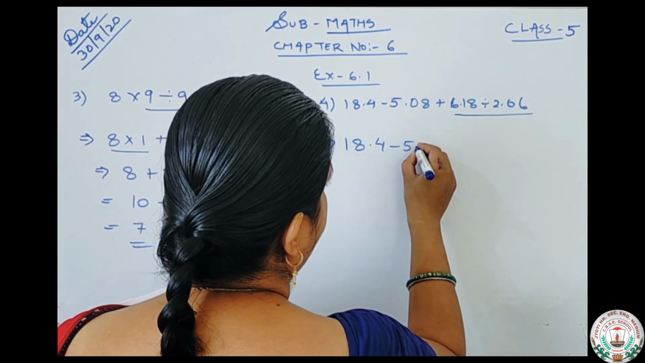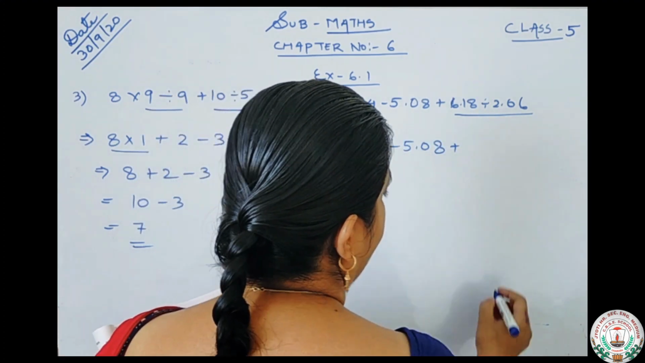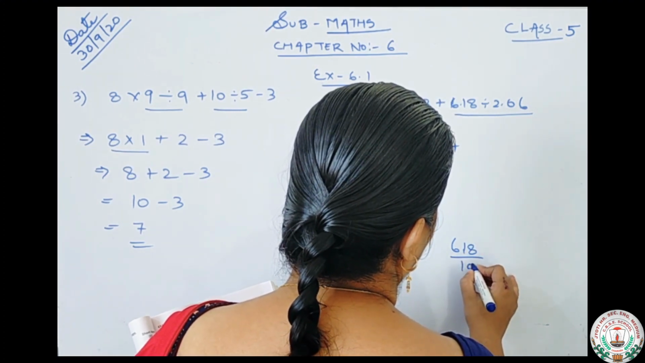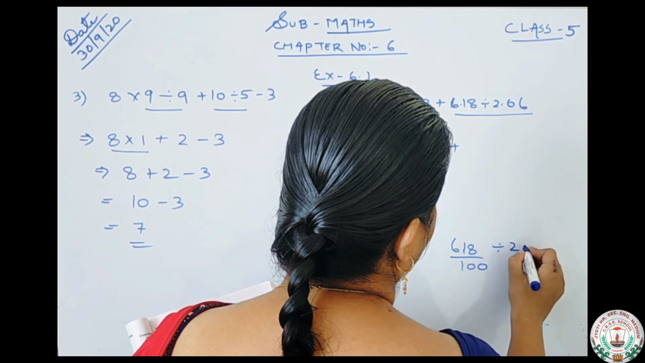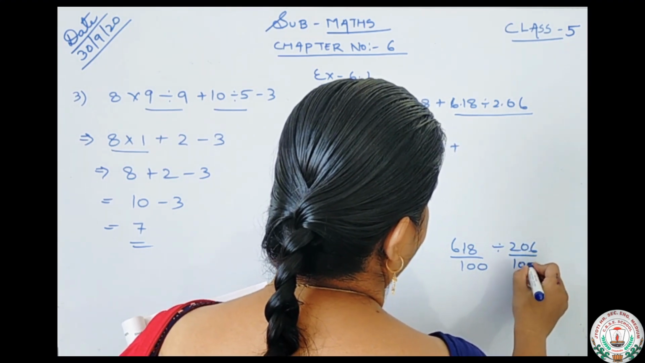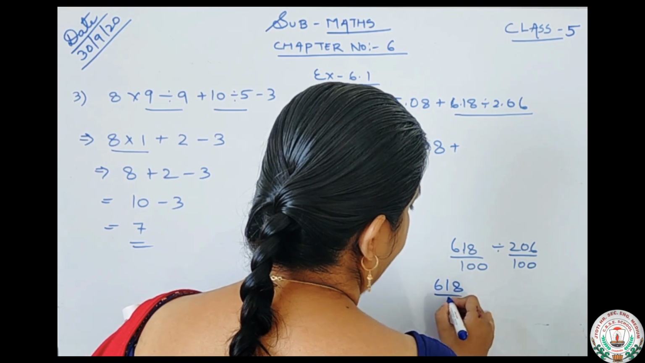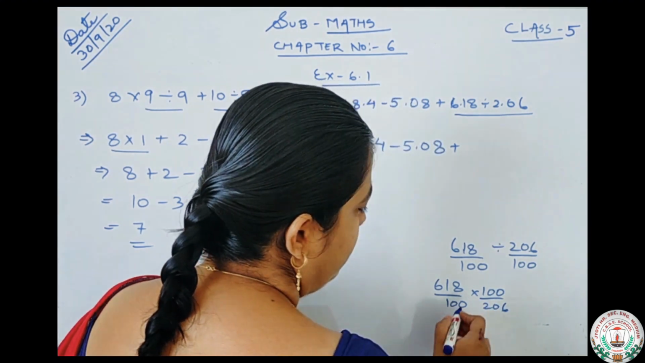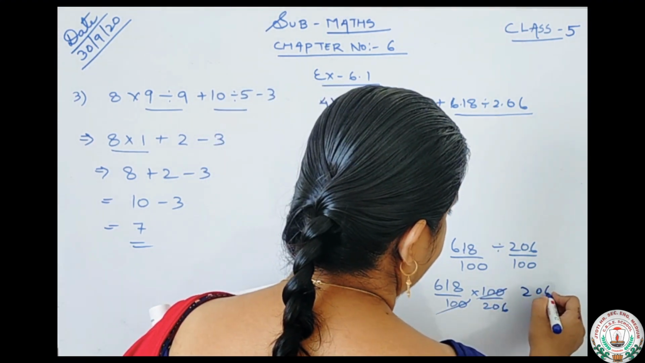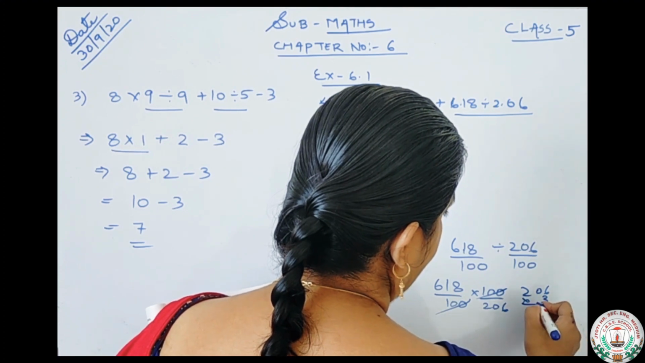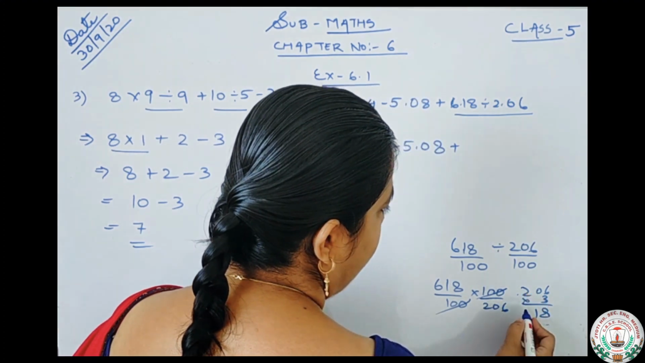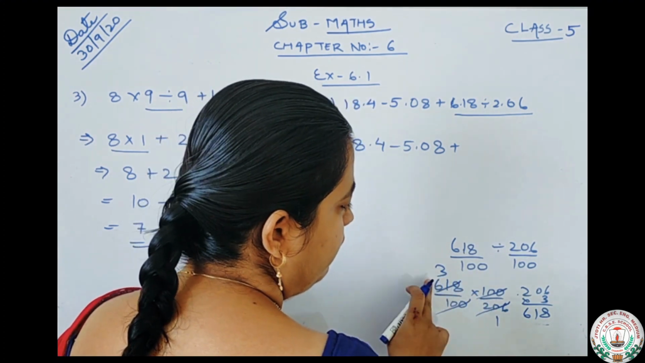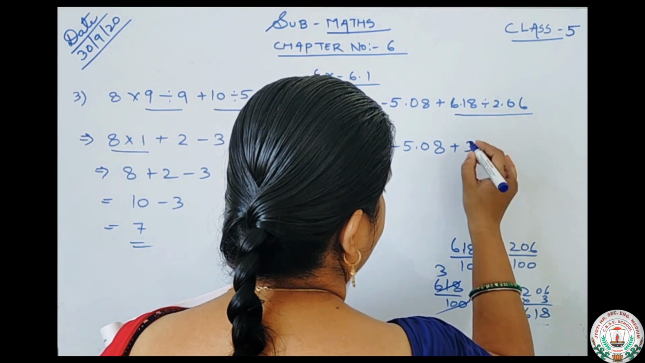18.4 minus 5.08 plus. We will divide in rough here. Okay. 6.18 upon 100 divided with 2.06 upon 100. 618 upon 100 into 100 upon 206. This cancel out. 206 into 3. 3 6 are 18. 1 3 2s are 6. So 206 here will come 3. Okay, you will divide directly. So what you will get here? 3.